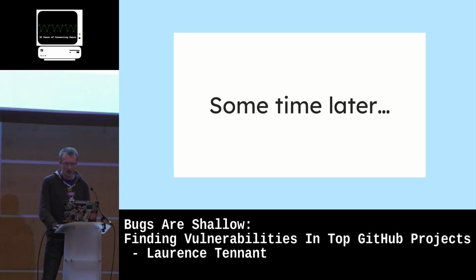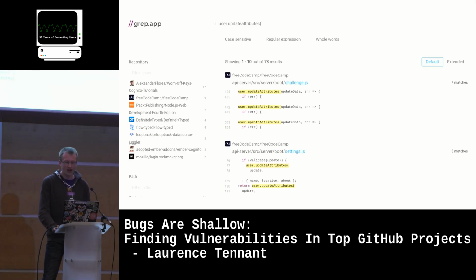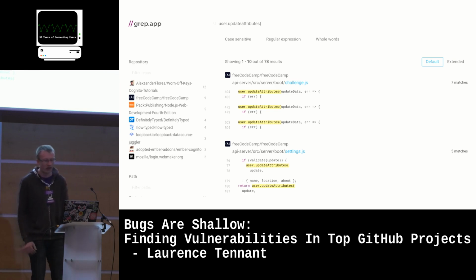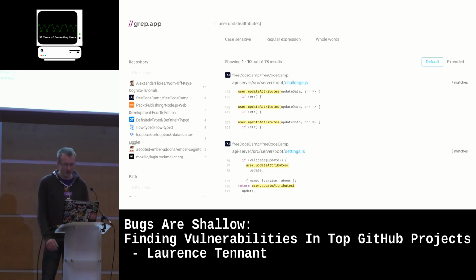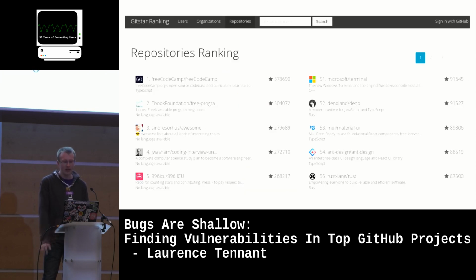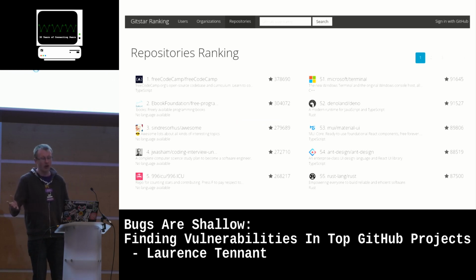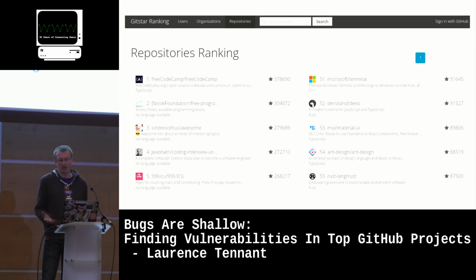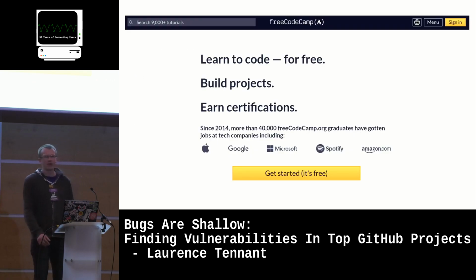And it didn't take too long before I had a hit with user.updateAttributes on freeCodeCamp. I got quite excited when I saw this, because something I'd found earlier is that freeCodeCamp is actually the most starred repository on GitHub, with about 380,000 stars. So any finding there would automatically be interesting at least. So what is freeCodeCamp? It's kind of like an online boot camp for learning programming. It's a non-profit based in San Francisco with about 40 employees.